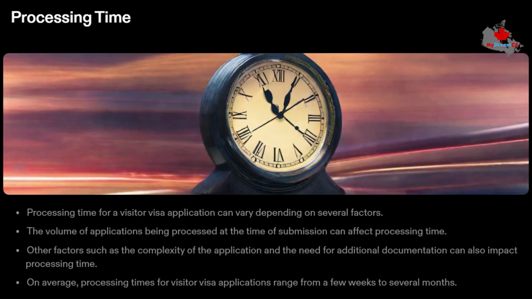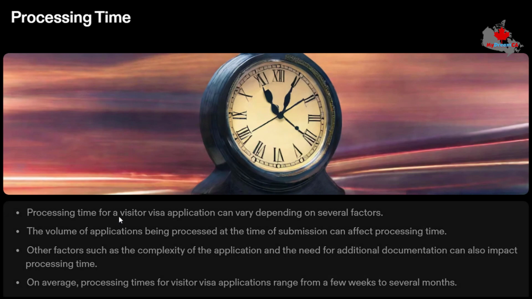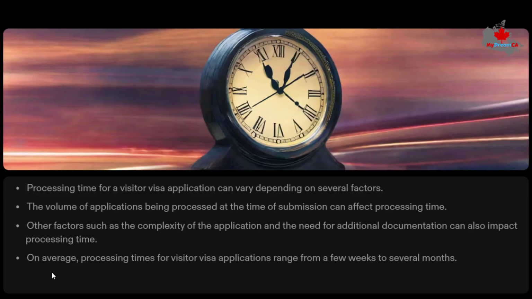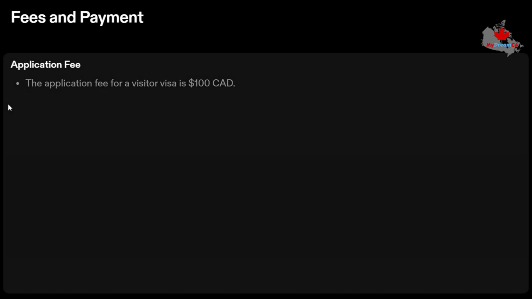Processing time for visitor visas. Processing time for visitor visa applications can vary depending on several factors. The volume of applications being processed at the time of submission can affect processing time. Other factors such as the complexity of the application and the need for additional documents also impact processing time. On average, processing time for visitor visa applications ranges from a few weeks to several months. The application fee and payment that you need to pay is 100 Canadian dollars.